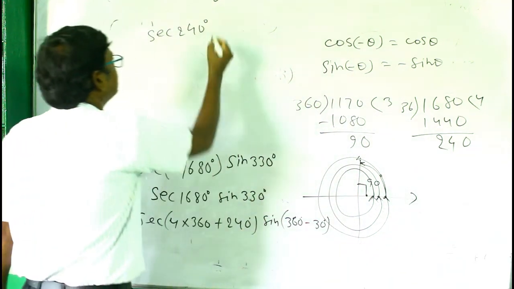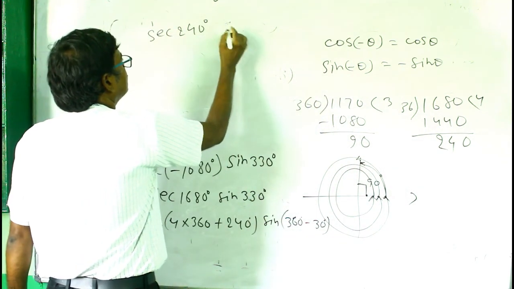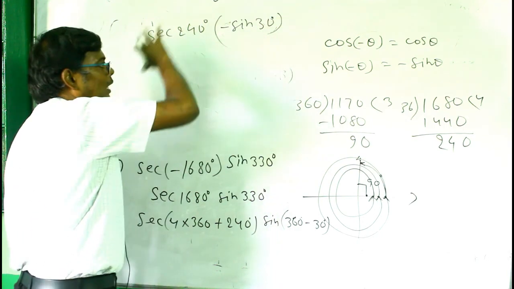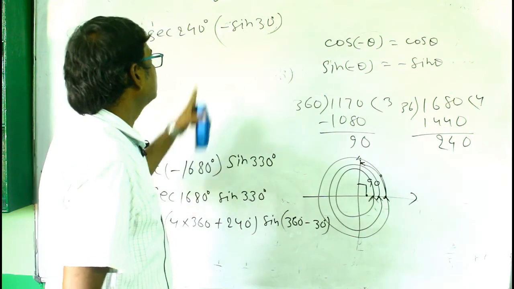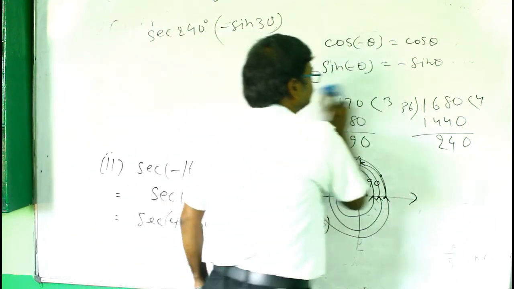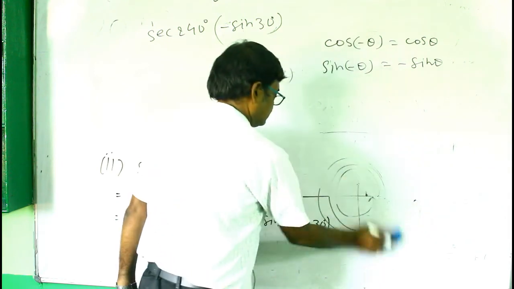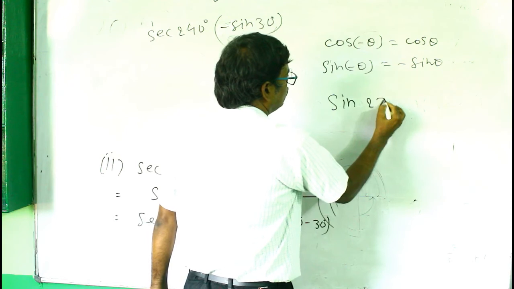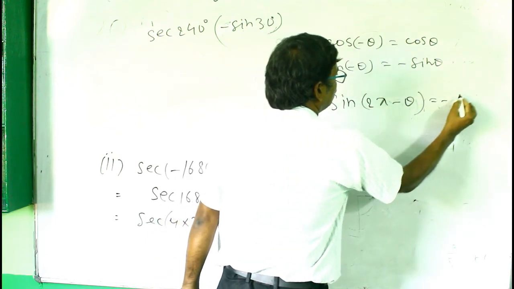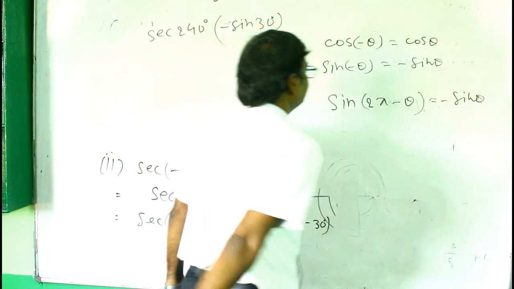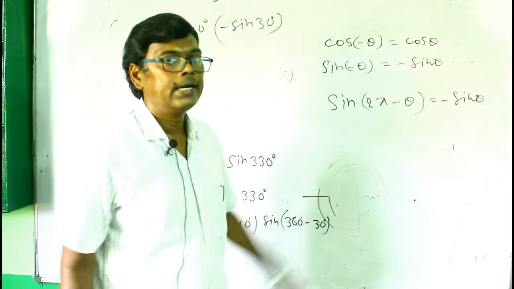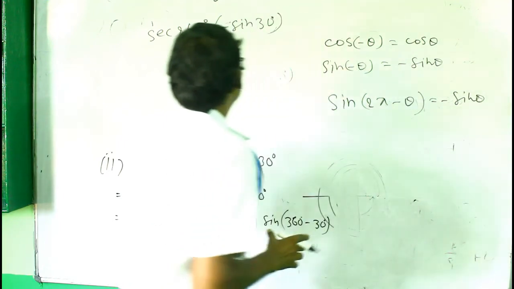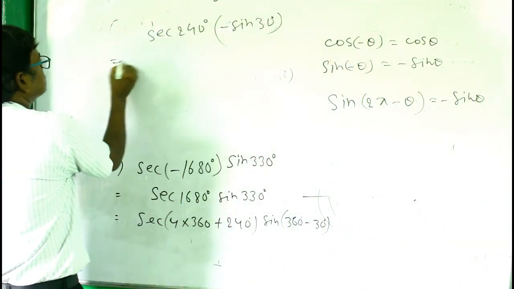And here sine of 360 minus 30 will be sine of minus 30 degree, or just write minus sine 30 degree. This is also a formula I have written in that large table. Here I will write that sine of 2 pi minus theta equals minus sine theta, where 2 pi radian equals 360 degree. So now it is again sec 240 degree.